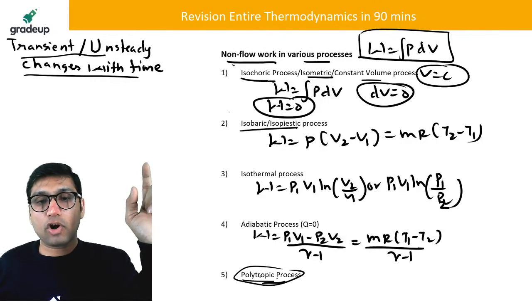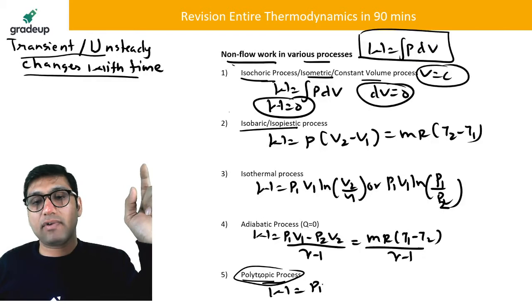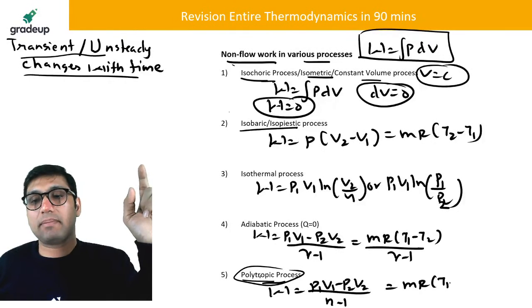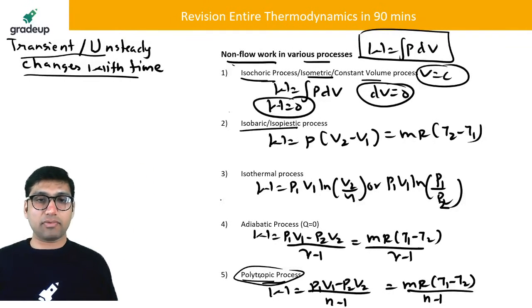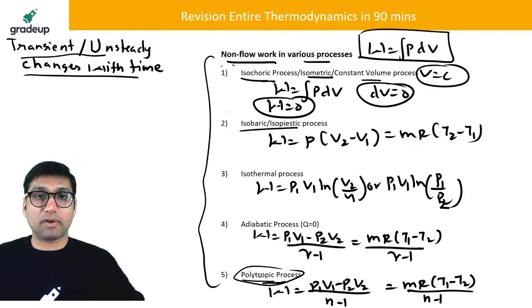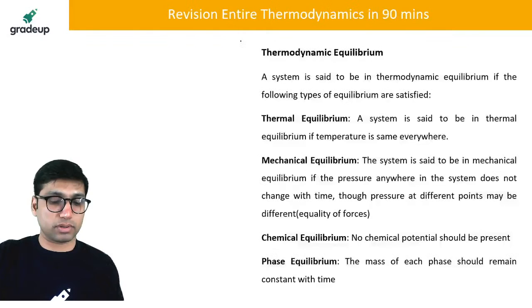Okay. For a polytropic process, the work is equal to P1 V1 minus P2 V2 over n minus 1. It is equal to MR of T1 minus T2 over n minus 1. Okay, so that is how you have to remember the non-flow work formula for different processes.